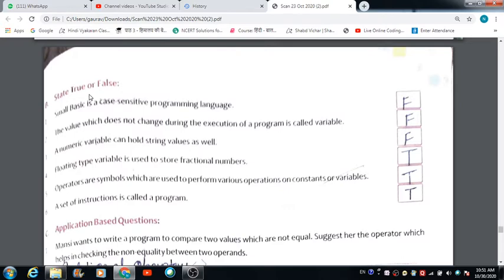B part is state true or false. These are the answers. First three are false and the last three are true.